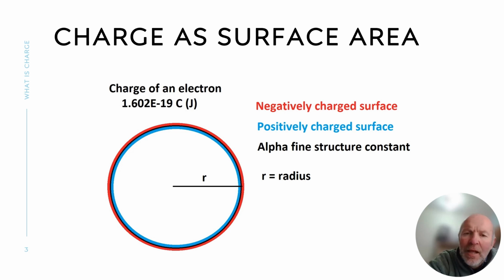But what I'm providing here as a model is that there is both a positively charged inner surface and a negatively charged outer surface, and the black line in between the two is considered the alpha fine structure constant.